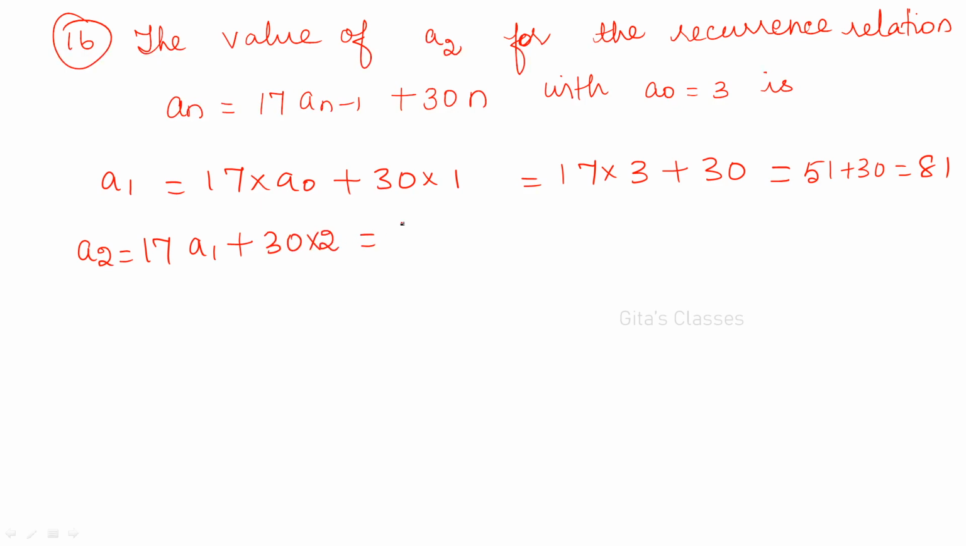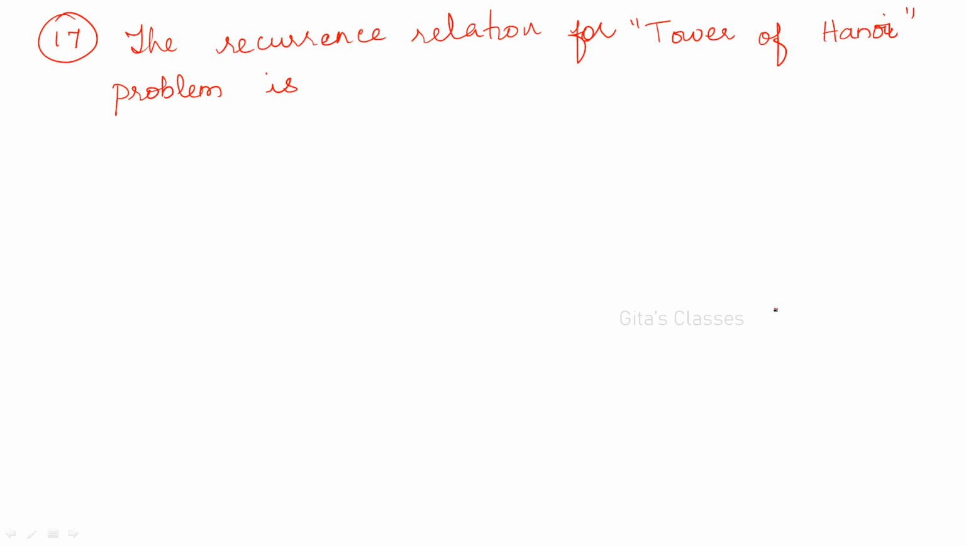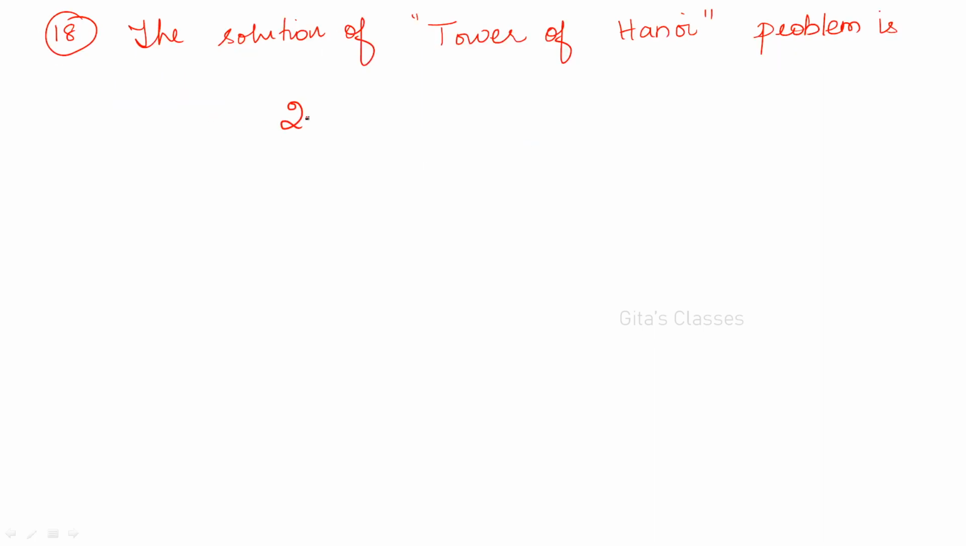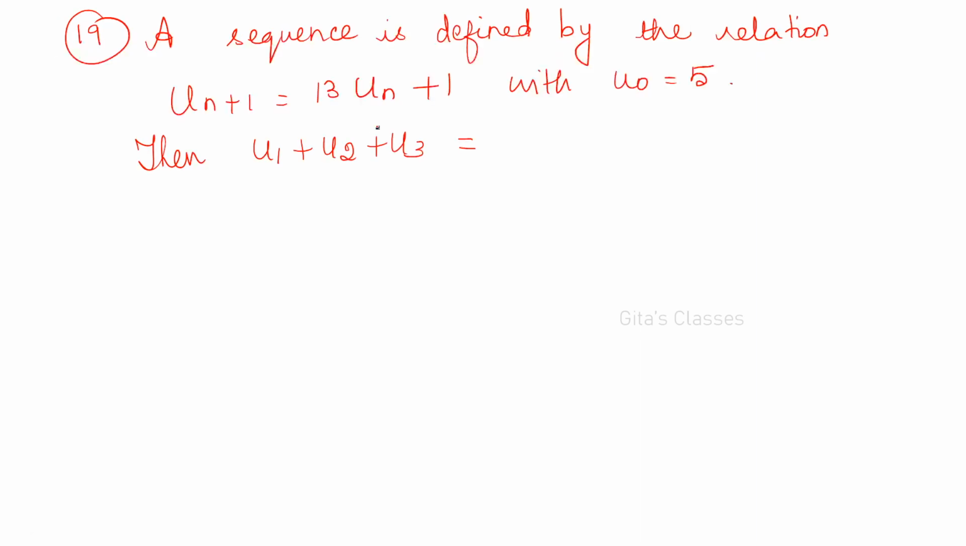So 17 into 81 plus 30 into 2, it is 60. That is equal to 1377 plus 60, that is 1437. That is the answer. Next one, the recurrence relation for Tower of Hanoi problem. I have explained the Tower of Hanoi problem in a separate class, please go through that for understanding. The relation is a_n is equal to 2a_(n-1) plus 1, and the solution is 2 power n minus 1.